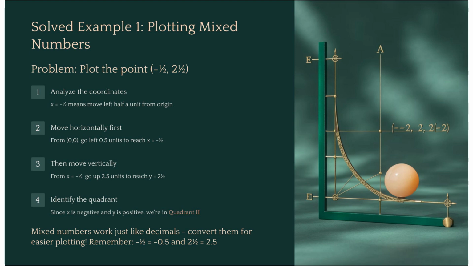Let's plot a mixed number in example 1, (-1/2, 2 1/2). The x-coordinate tells us to go left 1/2 unit from the origin. The y-coordinate tells us to go up 2 1/2 units. We end up in quadrant 2. This is a great example of how rational numbers have precise locations on the grid.